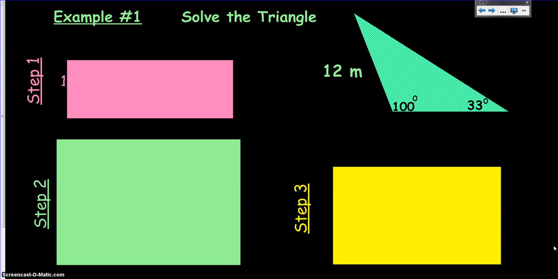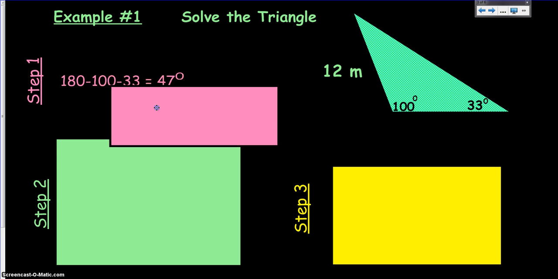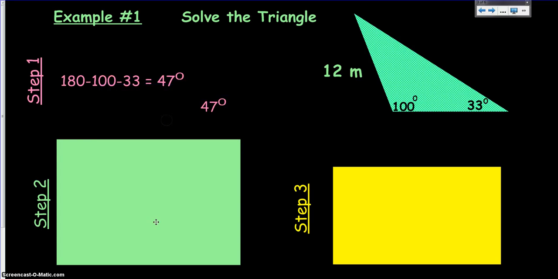The way these problems show up is they're going to ask you to solve the triangle. When they ask you to solve the triangle, what they really mean is, can you find all of the angles and the sides? This is the easiest scenario because we can easily find the missing angle, and we already know how to do that. To find the missing angle, all I really need to do is take 180, subtract 100, subtract 33, and I can find that the missing angle is 47 degrees.